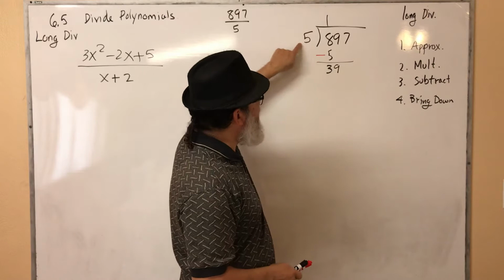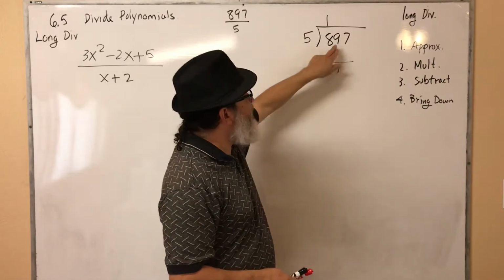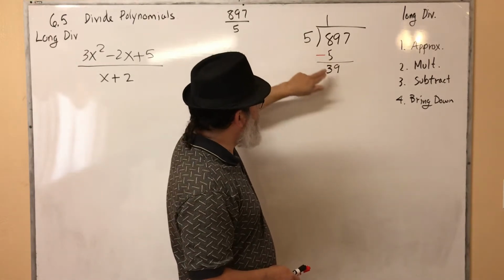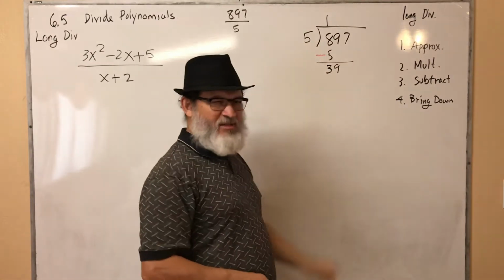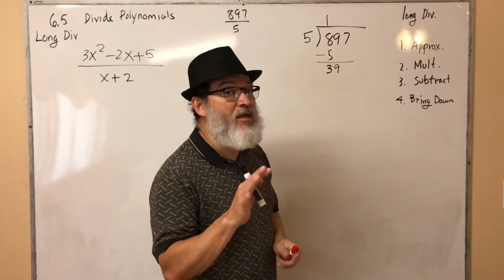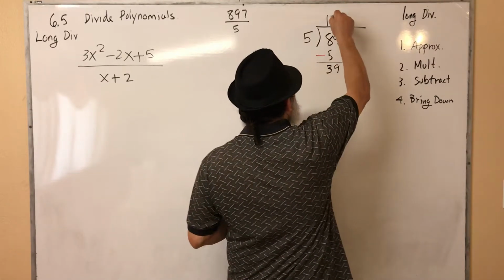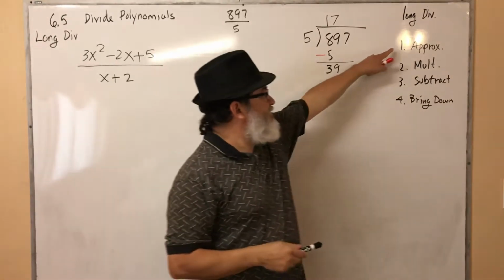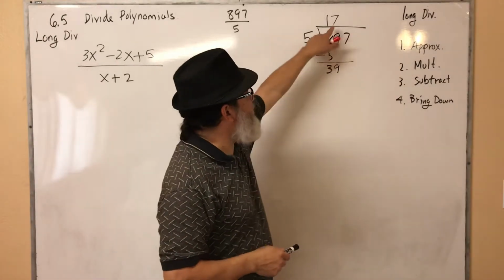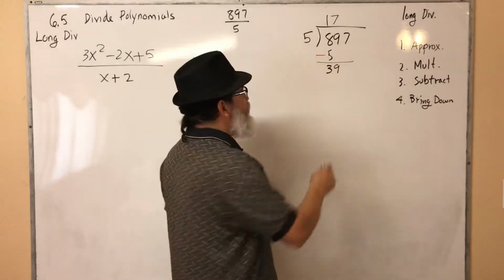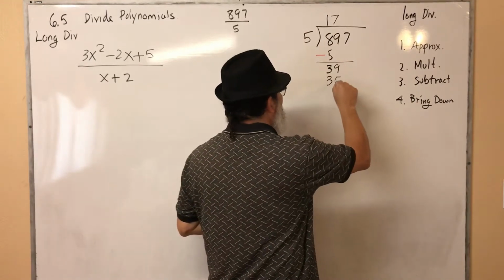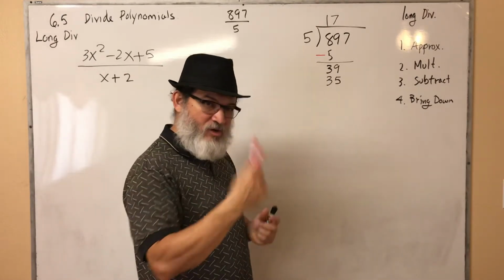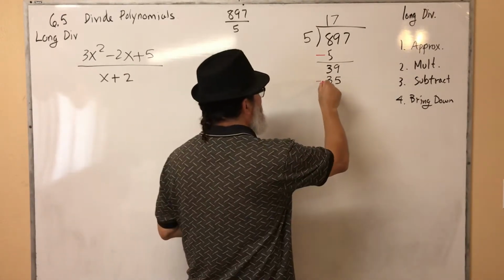Now we say 5 into 39. Now it's including the second digit. So 5 into 39, how many times? Approximately, okay? 7 times. So step number 2, multiply. 7 times 5, 35. Step number 3, subtract. And to subtract, I put a negative in front. Subtract.